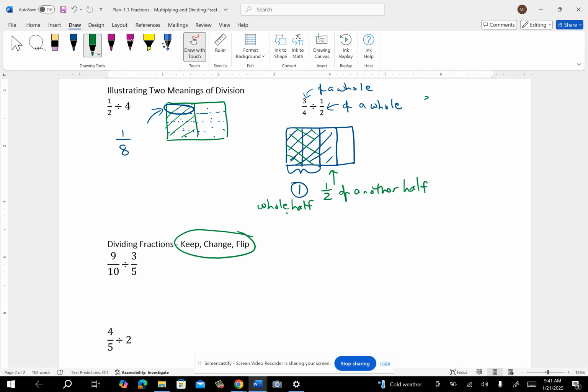Okay, so 3/4 divided by 1/2 equals 1.5, and that really would have been the same as 3/2 written as an improper fraction. Okay.